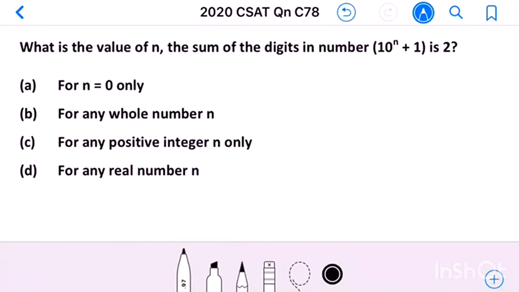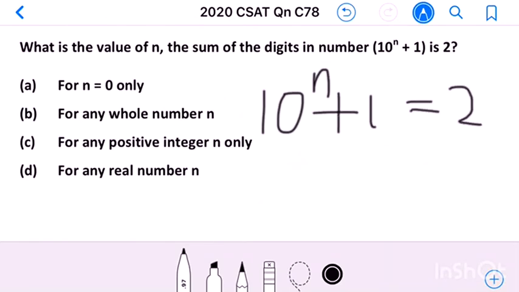Question number 78. What is the value of n? The sum of the digits in the number 10 raised to n plus 1 is 2. 10 raised to n plus 1 equals 2. Then what is the value of n? That is what we have to find.